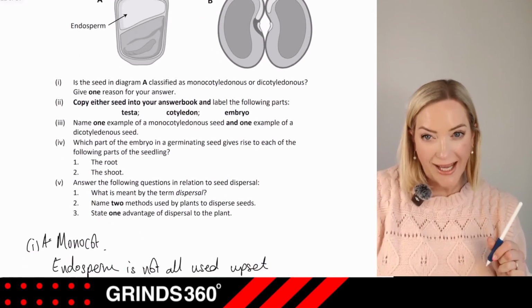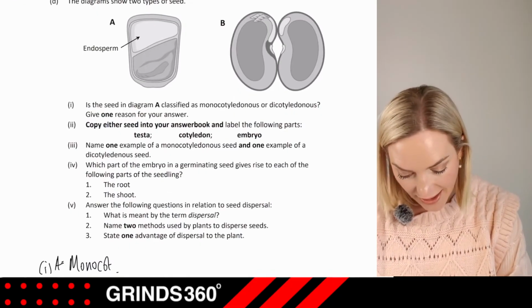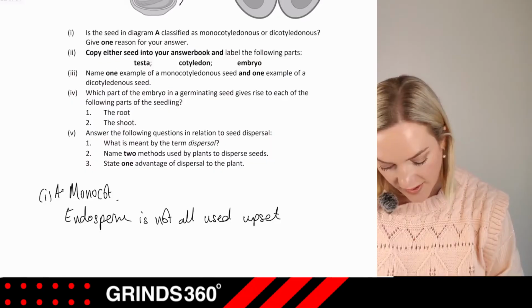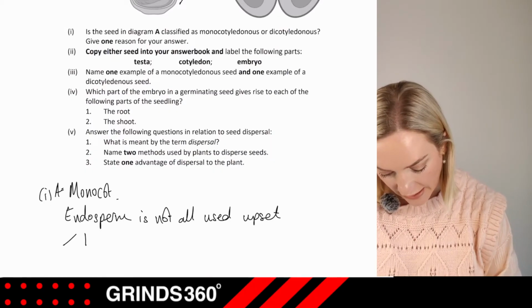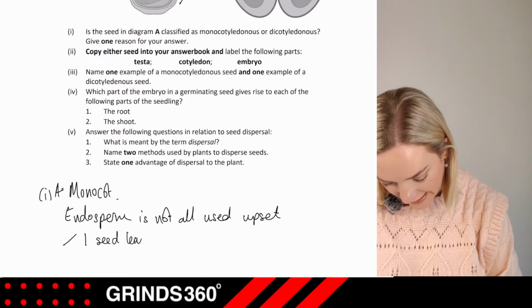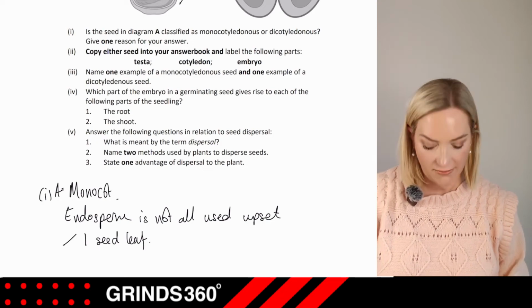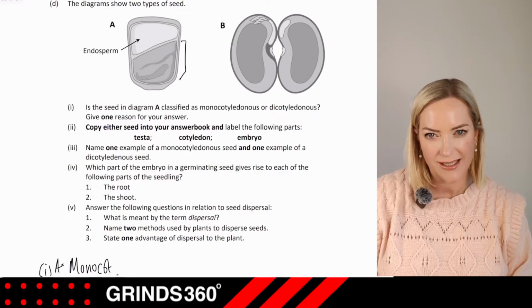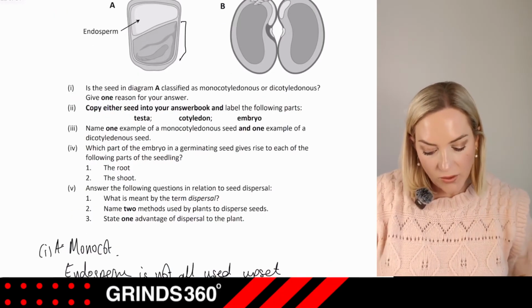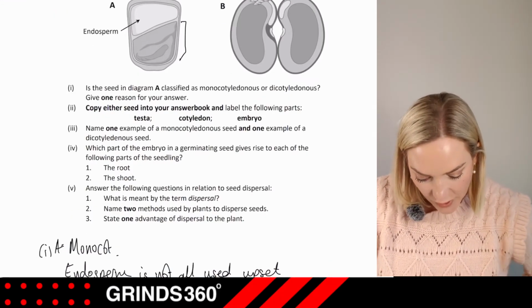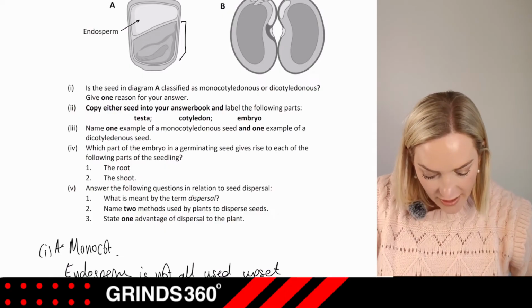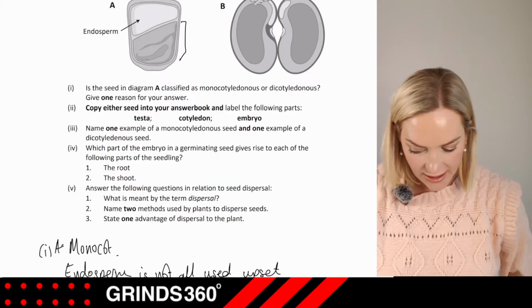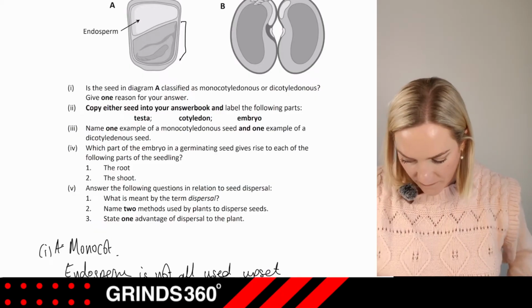You could also actually say, because technically down here, this is the embryo part, you could also say it's one seed leaf, because that's what a monocot is. But I'll go with your endosperm, not all used up, it's visible. So copy either seed into your answer book and label the following parts: the testa, the cotyledon, and the embryo.